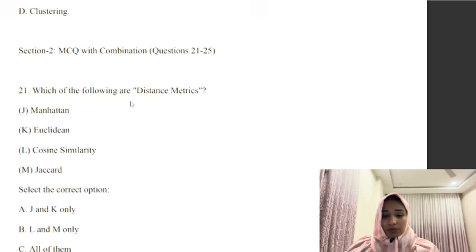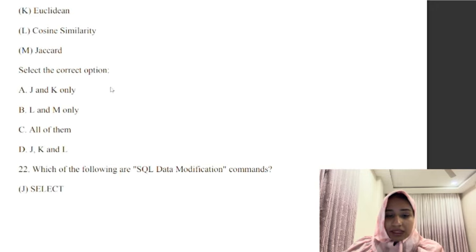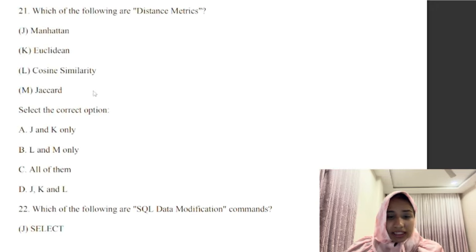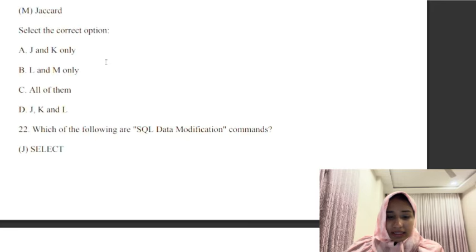So question number 21. Which of the following are distance metrics? So here we have Manhattan, Euclidean, cosine similarity and Jaccard, and we have to select the correct option. So correct option is option D, J, K, L and L, which is Manhattan, Euclidean and cosine similarity.